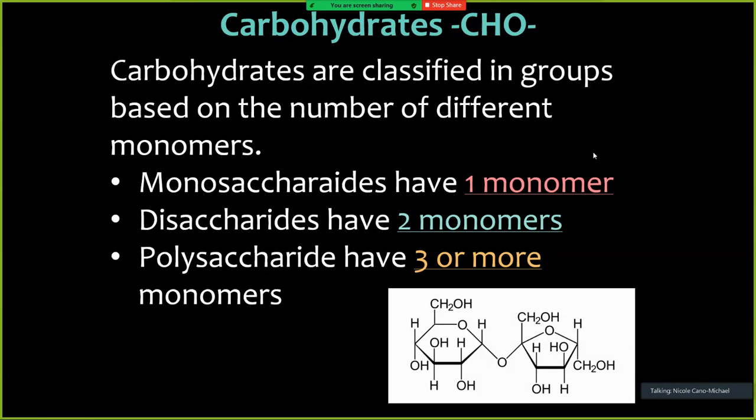Number 6 on the note catcher. Carbohydrates are classified in groups based on the number of monomers. Remember, the monomer is the building block of any of our macromolecules. The building block of a carbohydrate, once again, is called a monosaccharide. The monosaccharide means one monomer. Disaccharides have 2 monomers. Polysaccharides, poly again meaning many, have 3 or more monomers.